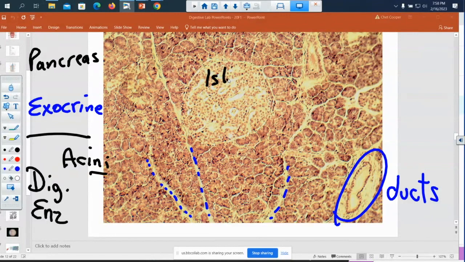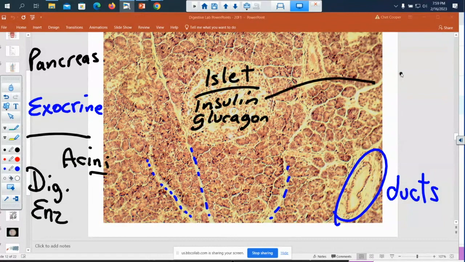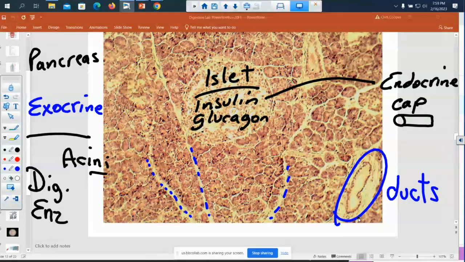This thing was called, and it made, bless you. Thank you. Yes, insulin and glucagon. And that was the endocrine portion of the gland, which secreted into the blood, or we could say into baby capillaries. And so that's it for the pancreas.